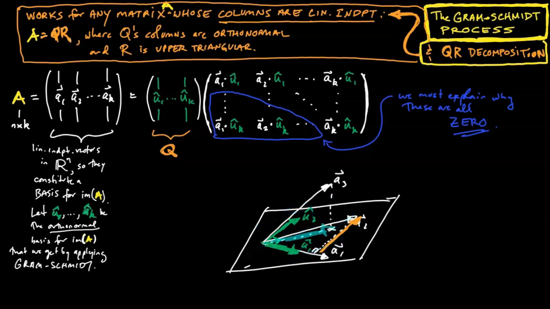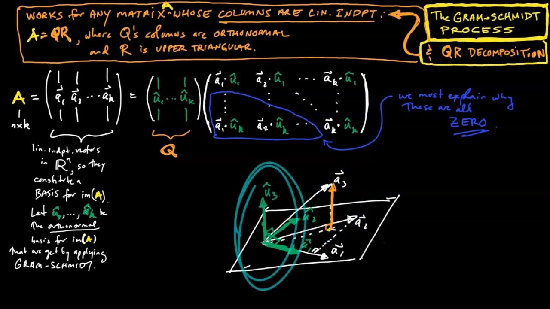But we're not interested in the projection for its own sake. We're going to subtract it from A3, which gives us a vector that is perpendicular to that 2-dimensional subspace. So in particular, it is perpendicular to both U1 and U2 that lie in that 2-dimensional subspace. Well, that's great. It's orthogonal to everything that came before it. So now all we have to do is normalize it, and now we have vector U3.